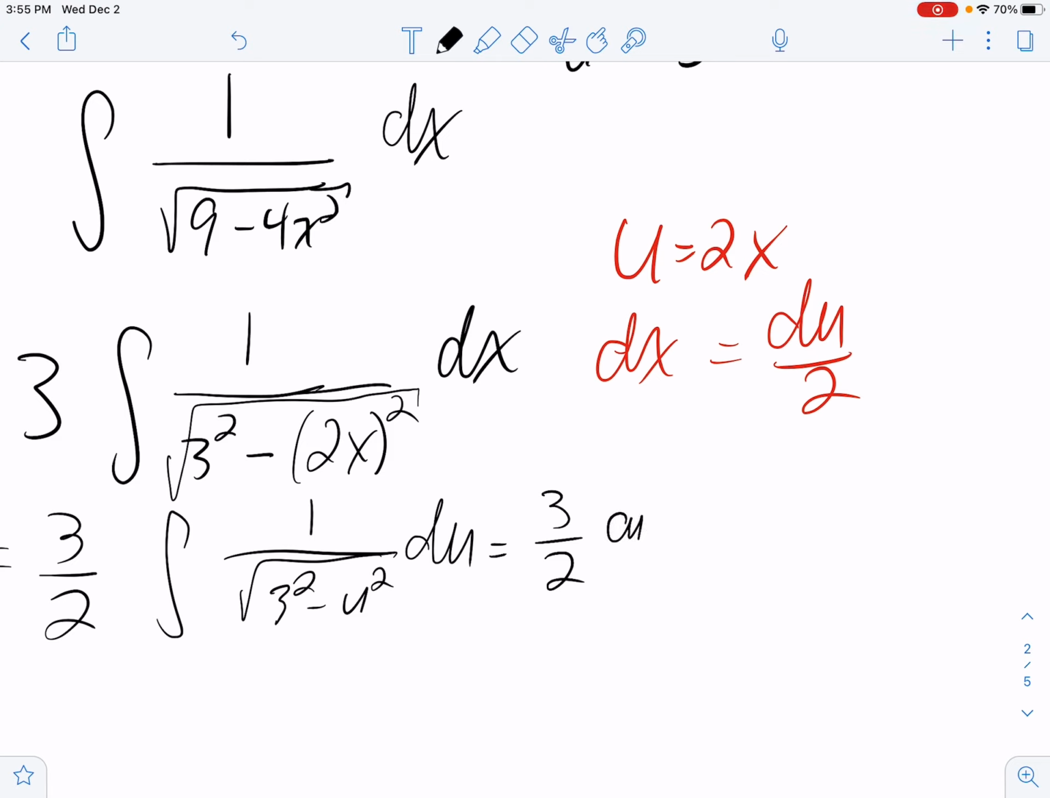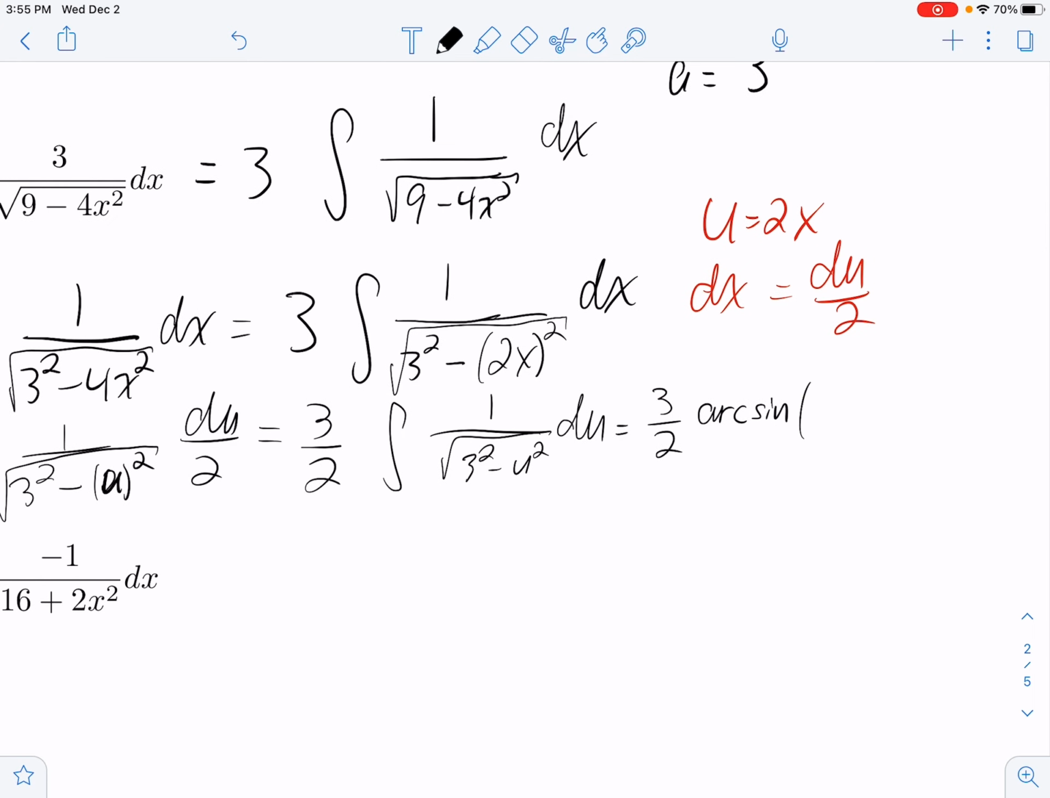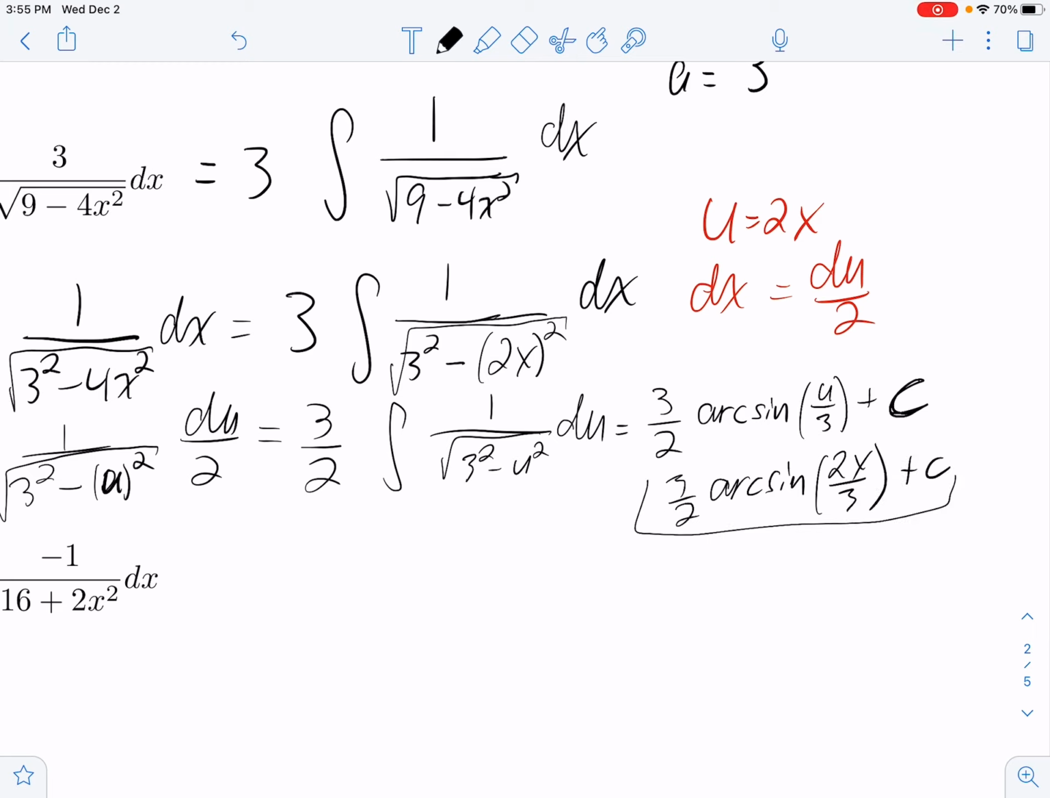So this is going to be arcsine. And if you look back up here, it's arcsine x over a. So arcsine u over 3 plus c, and u was 2x. So this is 3 over 2 arcsine 2x over 3 plus c. There's our final answer. All right, so it might look a little complicated. Watch it once, twice, 3 times. You'll be okay.